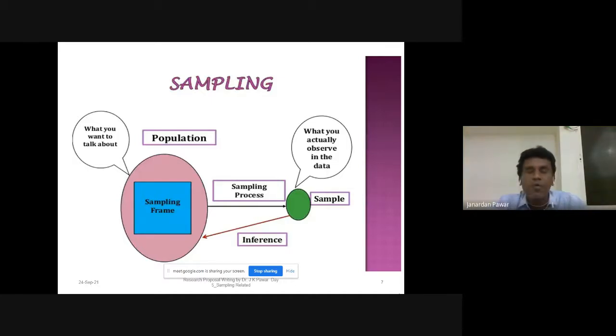And on the basis of information collected from the sample, or sample size, or sample data, or sample number, we draw inferences. And when inferences are drawn, we write findings, suggestions, and conclusion. So this way it is done. So we need to understand the sampling frame, the sampling process, and then the actual sample size, how it is decided and determined. That we are going to see in this particular lecture.